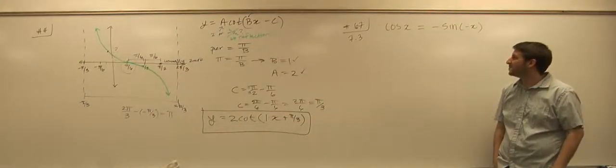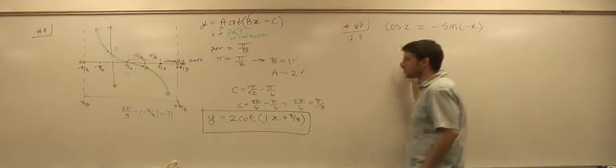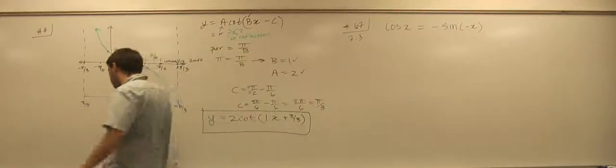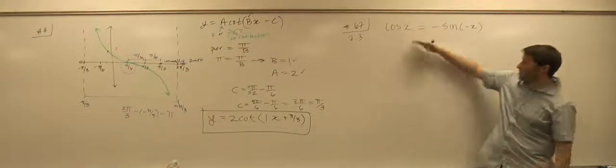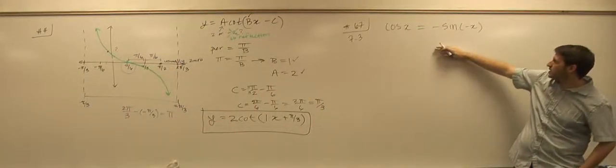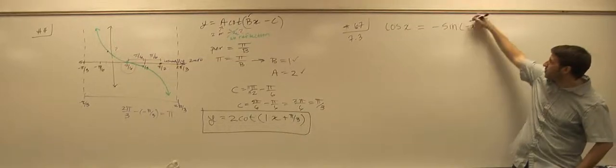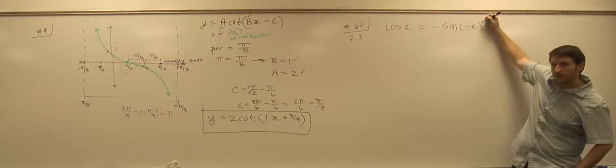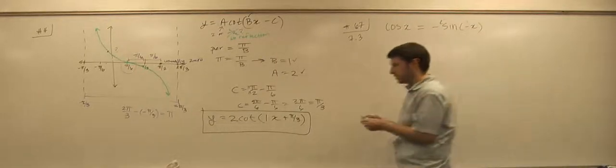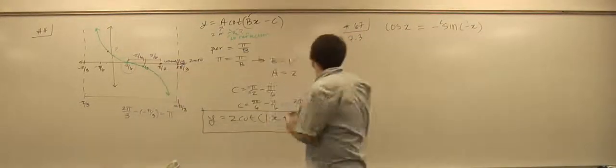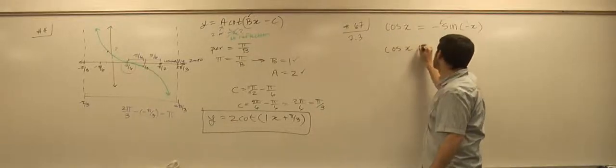My advice to you, if you want to go home and try this later: first you can pull this negative out. You know how it works? Because it's odd. Since it's odd, the negative can come out front. That's just a simplification to make your life easier.